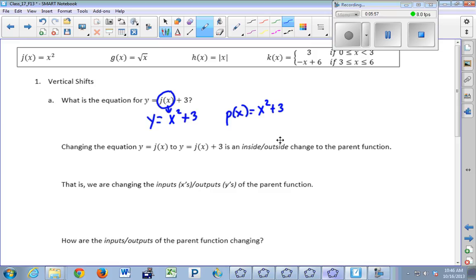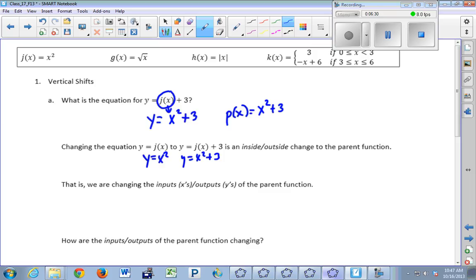All right, so y equals x squared plus 3. Changing the equation from x squared to x squared plus 3, because that's what this means. Y equals j of x is y equals x squared, to x squared plus 3. Am I changing the outside of my parent function or the inside? Do you have a sense of that language? So y here, this is y equals x squared, and this is y equals x squared plus 3. Am I making a change outside of my original function or inside?